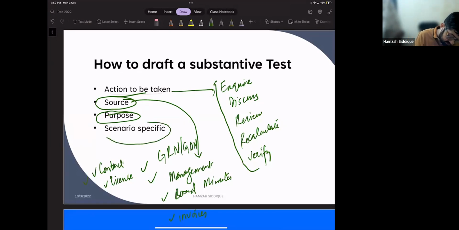And if a substantive test has been asked on a scenario, if a scenario is given, your substantive test should be scenario specific. If they have given you a scenario and asked you to write substantive tests on it, you must write scenario specific procedures. You cannot write generic procedures there. Now, generic ones can be written where? I will tell you. Soon I will be shifting towards the past paper question, and I will tell you where some generic procedures can be written.